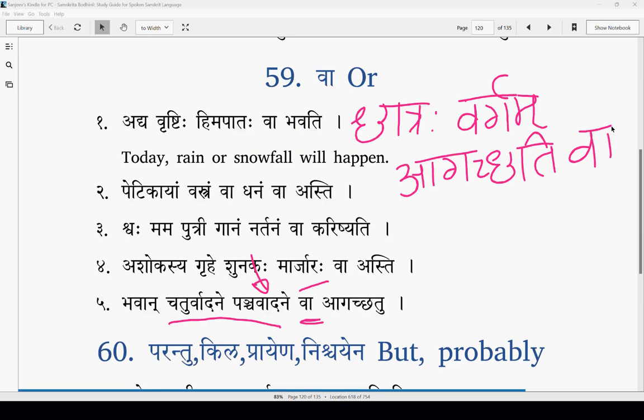Does the student come to the class? What is the meaning? Does the lady student come to the class? No, student. There is no lady. Chatra. Sorry, yeah. Pullinga. Does the student come to the class? Come to the class, yes. But we just now studied that va is a vikalpa. But where is the vikalpa here?